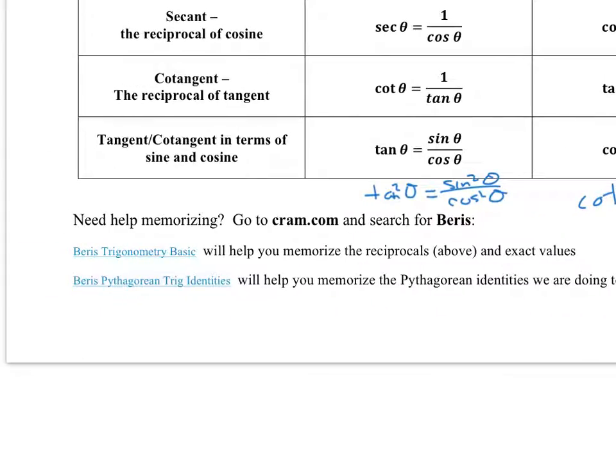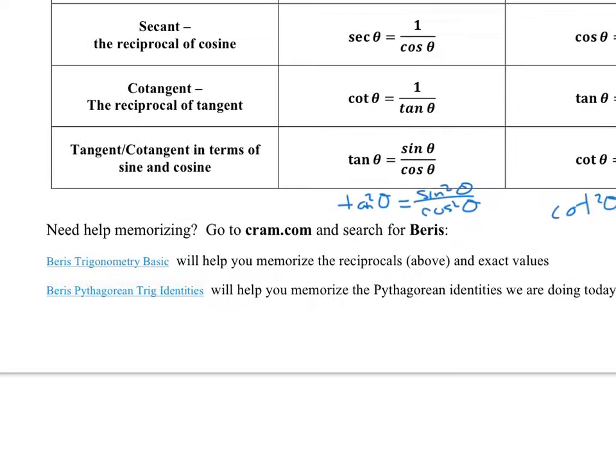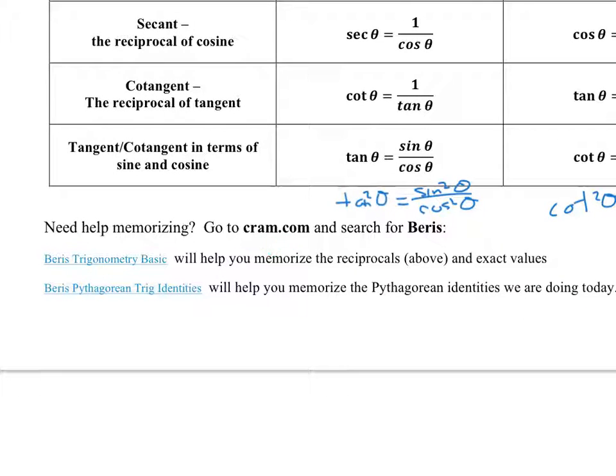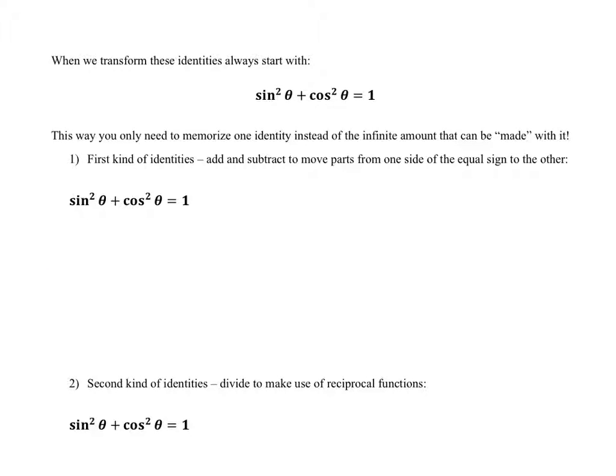I do have some flashcards I made at cram.com. So if you want to try to memorize them, search for Barris, and Trigonometry Basics is there, and Pythagorean trig identities is what we're doing today. Those are there. So they're just flashcards, and you can play little games, I guess.